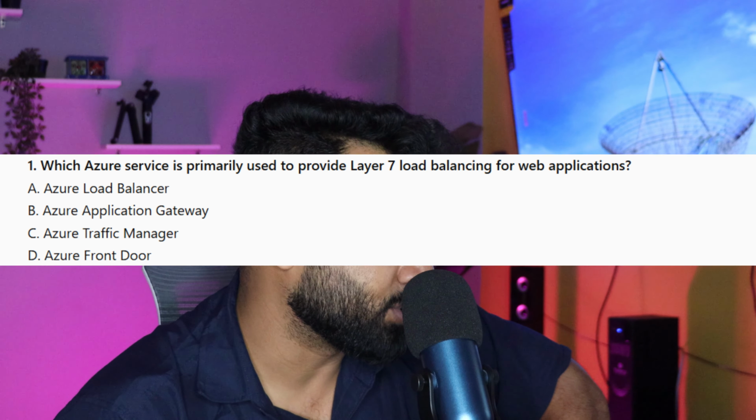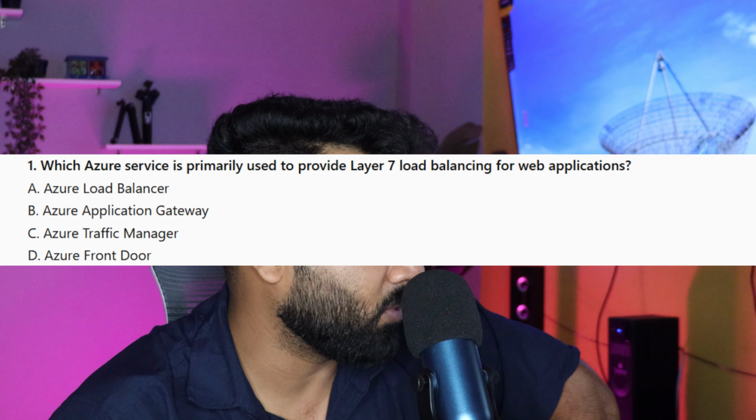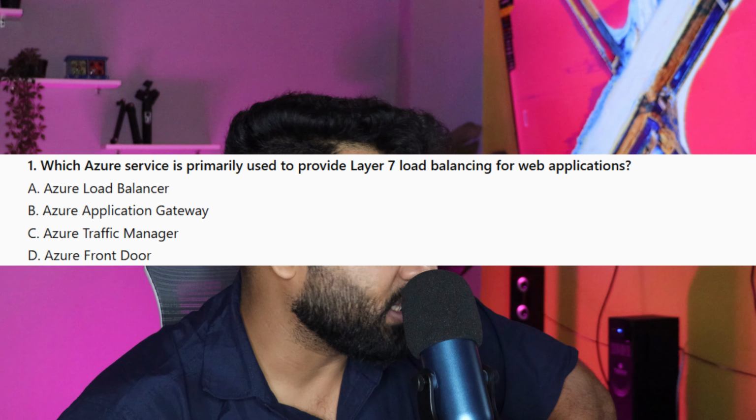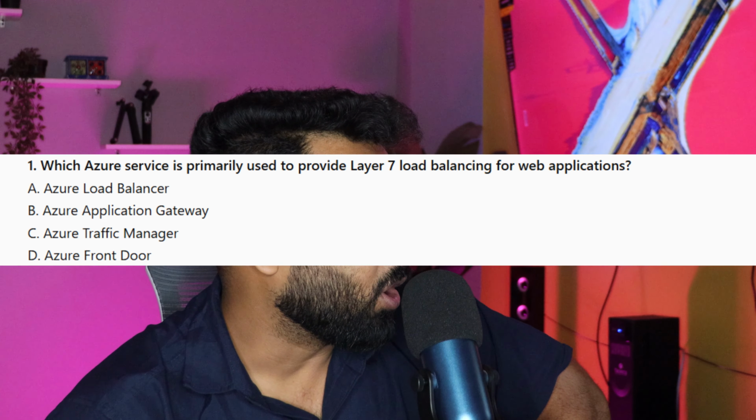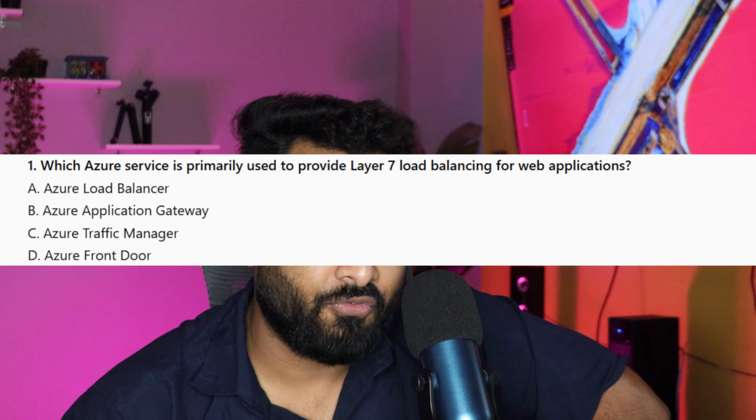As you can see on your screen, option A is Azure Load Balancer, option B is Azure Application Gateway, option C is Azure Traffic Manager, and option D is Azure Front Door. First of all, you should know all of these options: the Load Balancer, Application Gateway, Traffic Manager, and Azure Front Door.